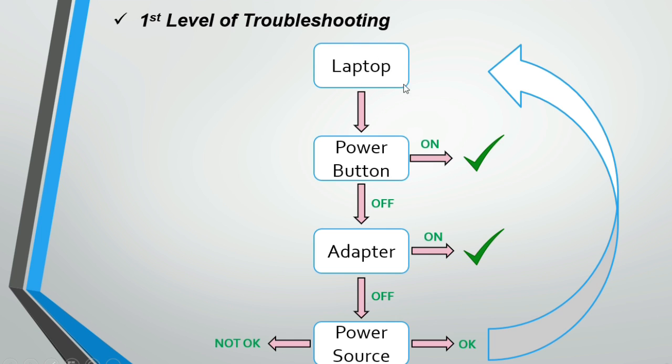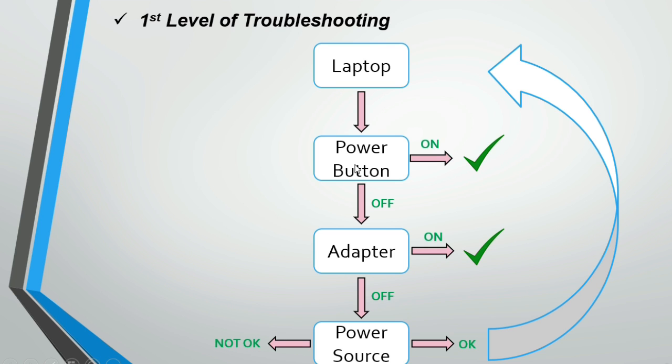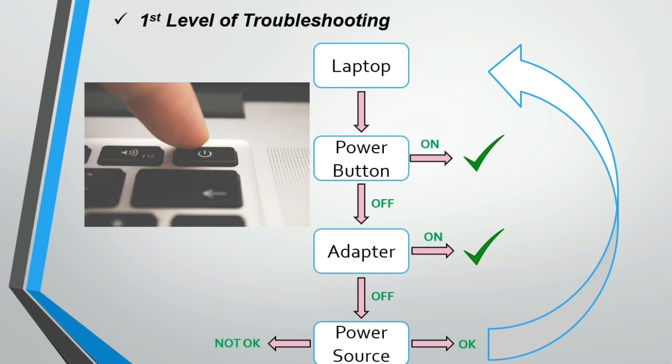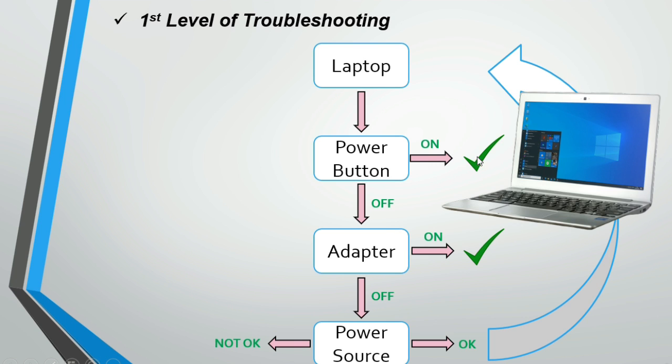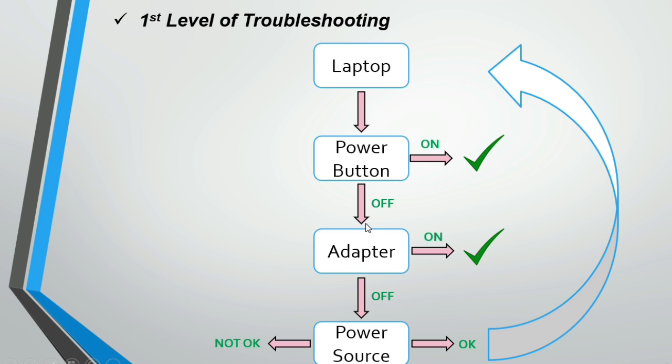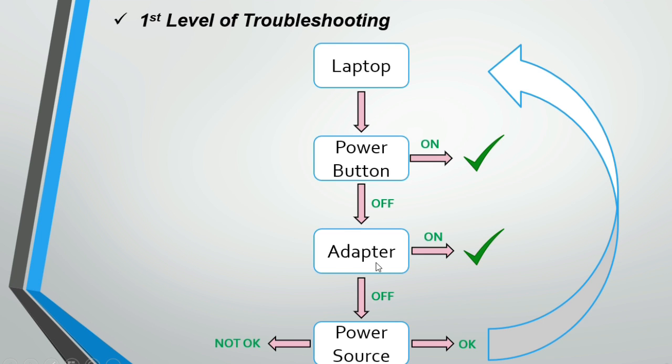So here we have the laptop, and here we have the power button. The first action that we should do is to press the power button of the laptop. If we press the power button and the laptop is turned on, then it's okay. If not, meaning the laptop is still off, we should check the adapter, the 19-volt adapter.